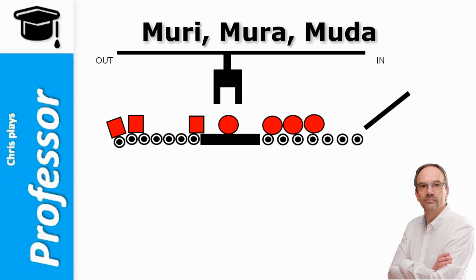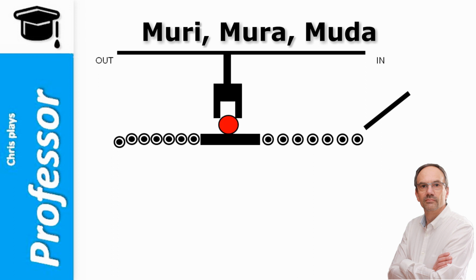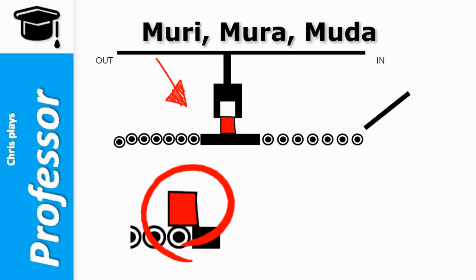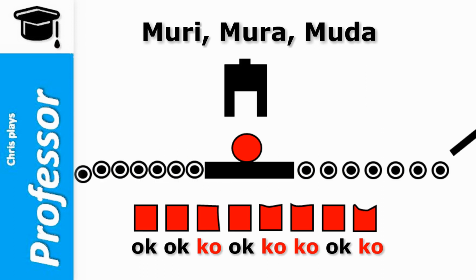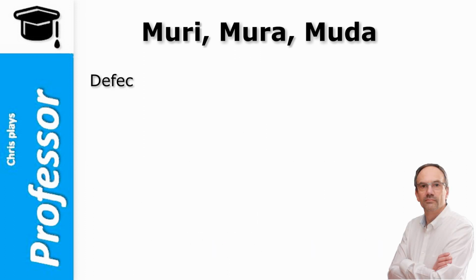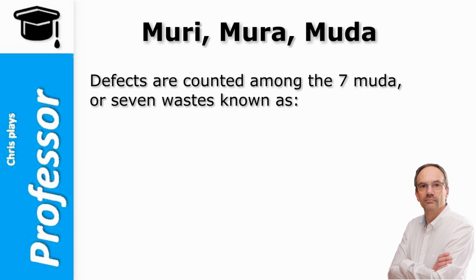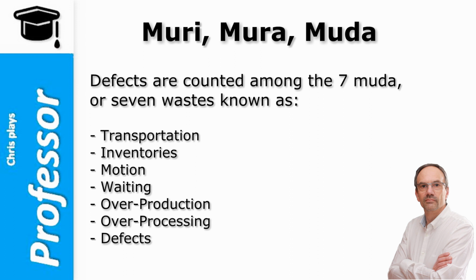The customer is paying for covering other expenses as well, including productivity loss and scrap. During the transformation process, some cubes are not compliant with standards. Here is one. In this sequence of 8 press strokes, 4 cubes are okay and 4 are no good. Defects are counted among the 7 muda or 7 wastes known as transportation, inventory, motion, waiting, overproduction, overprocessing, and defects.